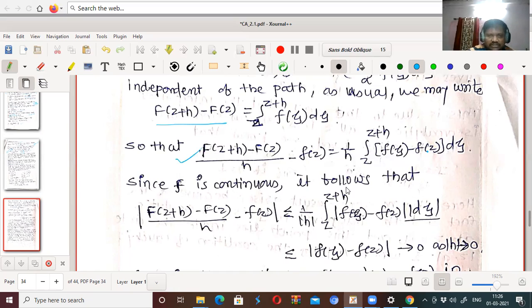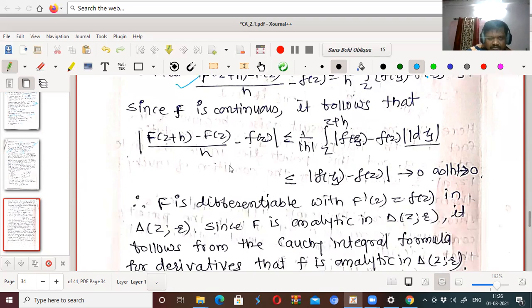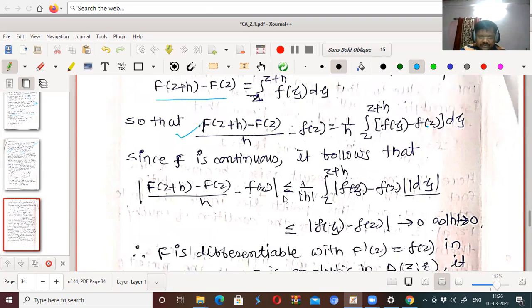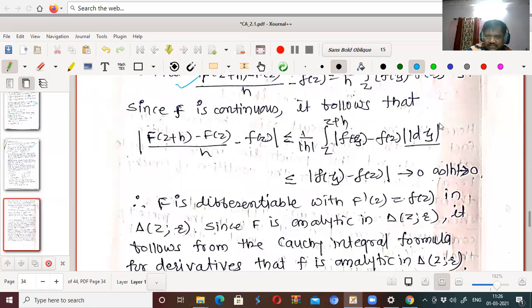Since f is continuous, it follows that the modulus of (F(z+h) − F(z))/h − f(z) is less than or equal to 1/|h| times the integral from z to z+h of |f(ψ) − f(z)| |dψ|. But what is the integral over z to z+h of |dψ|? It is the length of this curve, which is |h|. So 1/|h| and |h| cancel, isn't it? This is nothing but |f(ψ) − f(z)|. As f is continuous, it will tend to 0 as h approaches 0.